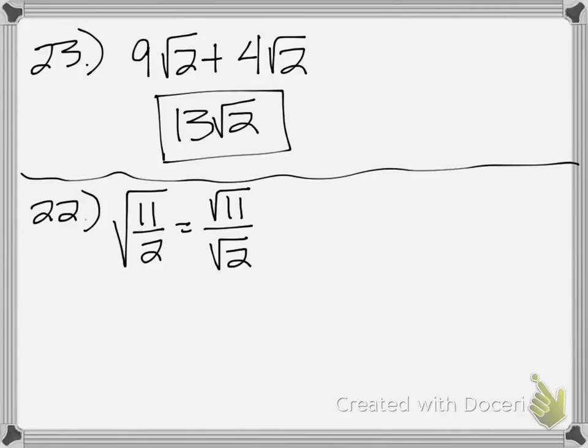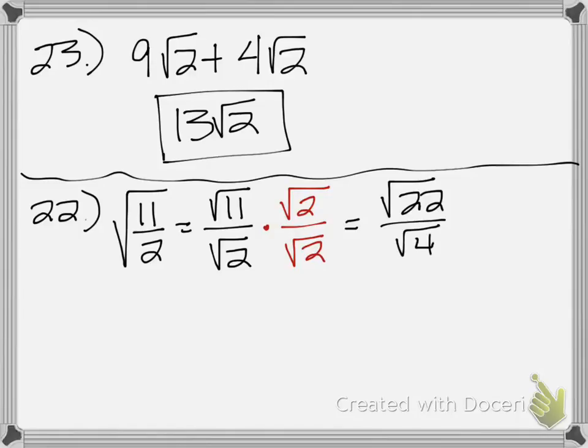So we are going to multiply the top and the bottom by the same thing because you know mathematically that won't change the value of it. And we are going to do square root of 2 over square root of 2. Now what that's going to do for me is when I multiply straight across, let's see where I get square root 22 over square root 4. Square root 4, that's a perfect square. I created a perfect square so I can take the square root of it. And that's going to give me, what, square root of 22 over 2.